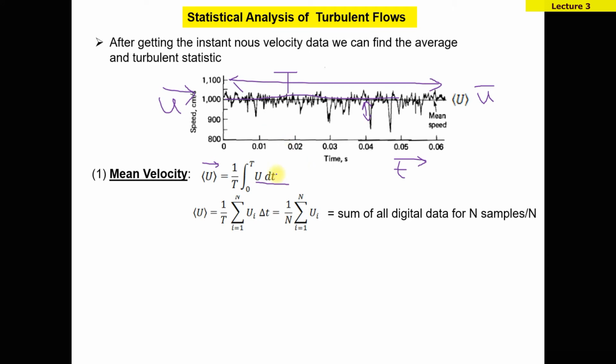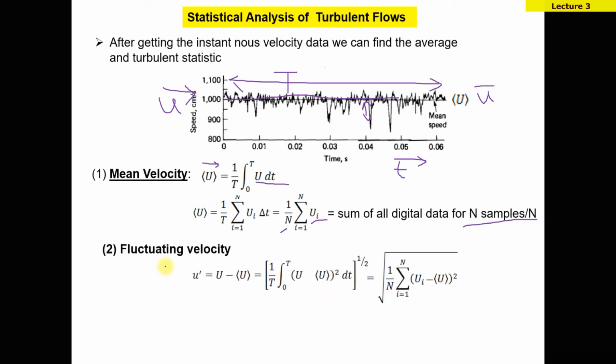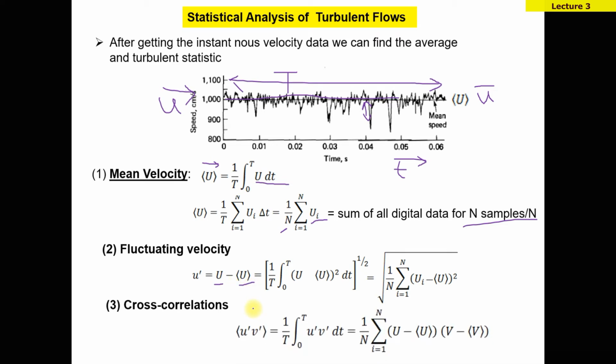If data is very large, then we can find the summation of all velocity components divided by the total number of data. Here N is the number of samples taken for period t. Fluctuating velocity is equal to instantaneous velocity minus average velocity, and then you get the fluctuating velocity. Then cross correlation or Reynolds stress per mass. Then we can take the product of the fluctuating velocity u dash, similarly v dash, and integrate over time. Then you get the average value of the turbulent stress.